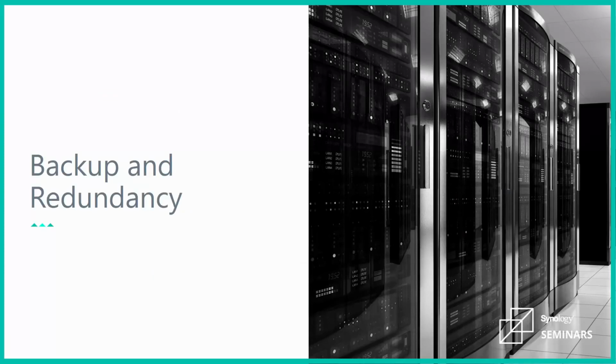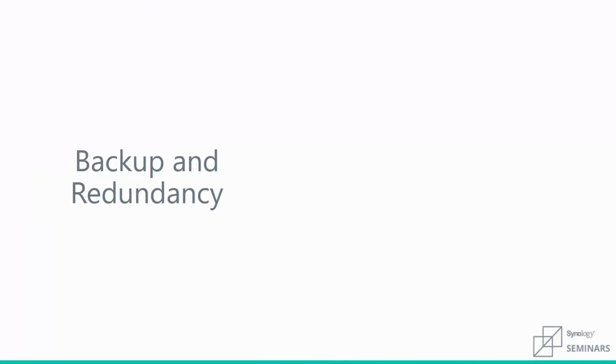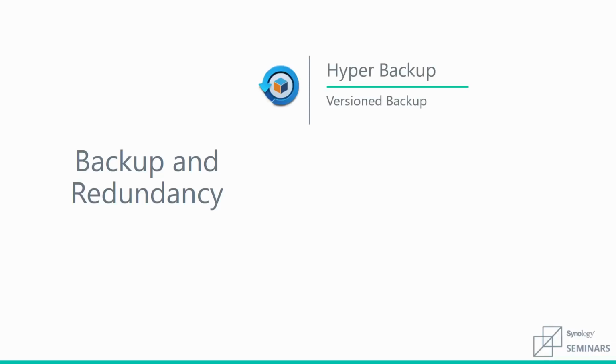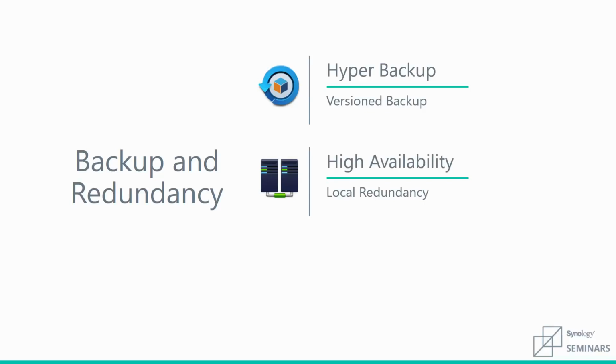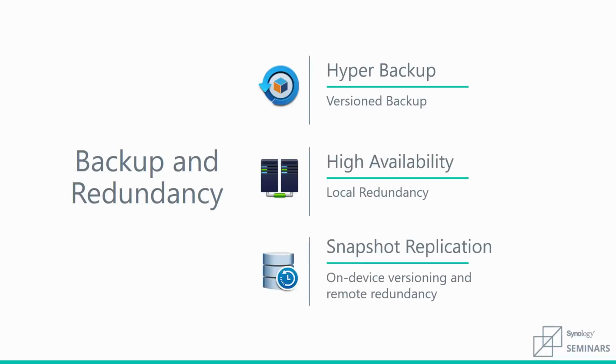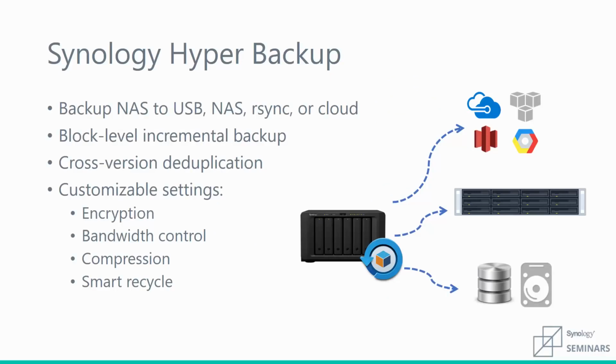Now that you are syncing your data between multiple devices, you need the ability to back it up. We have 3 different packages that we will be highlighting that perform very different functions. We have Hyper Backup, the more traditional version backup that we are used to, High Availability, which provides local redundancy of data and hardware, and Snapshot Replication, which allows for on-device versioning and remote redundancy of data. We're going to start off with Hyper Backup.